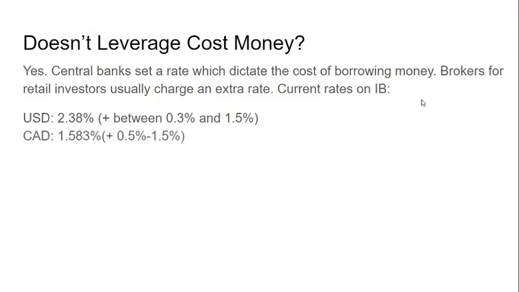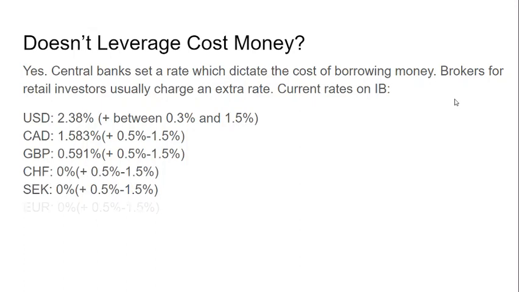The thing is, if you wanted to borrow Canadian dollars, you can actually get that a lot cheaper, because the interest rate that the Canadian central bank has set is lower than the interest rate of the USA central bank. If you wanted to borrow pounds, that's a lot easier, a lot less money, because the interest rate is lower. There are some currencies that you can get for a 0% interest rate and you only have to pay the fees on them.